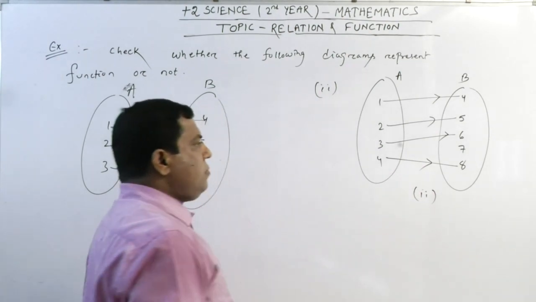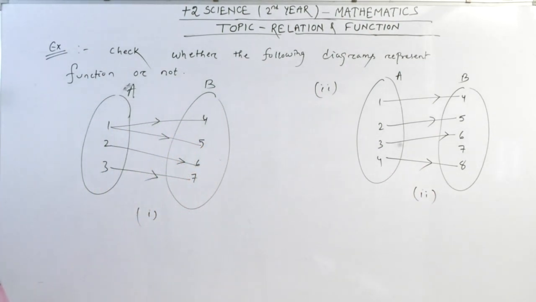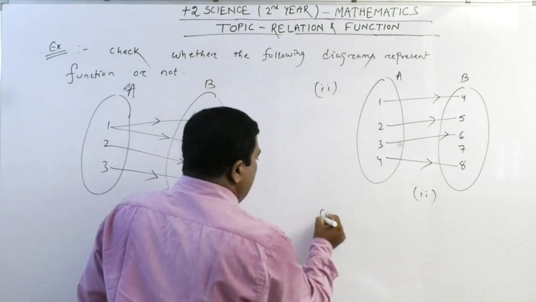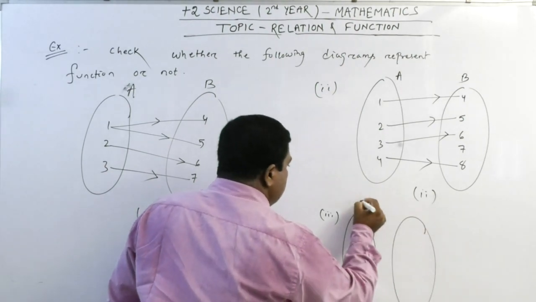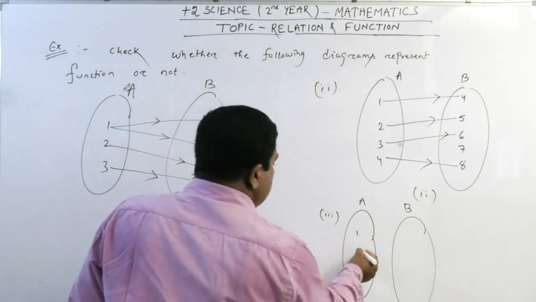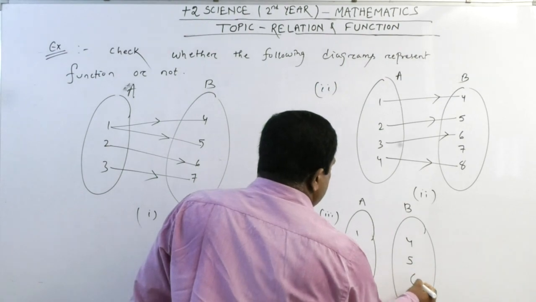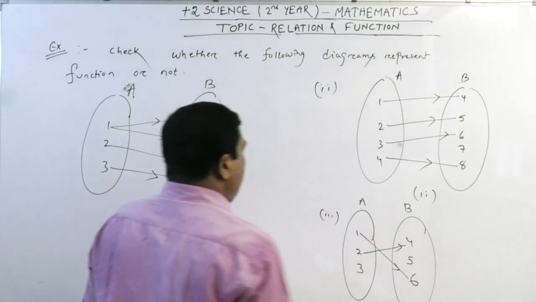Okay, now in this way we proceed and we can check. Suppose we will take another one and you have to verify whether this diagram is representing a function or not. Suppose it is the set A and it is the set B. Suppose it has elements 1, 2, 3. Suppose it has elements 4, 5, 6. 1 is connected to 6, 2 is connected to 4.